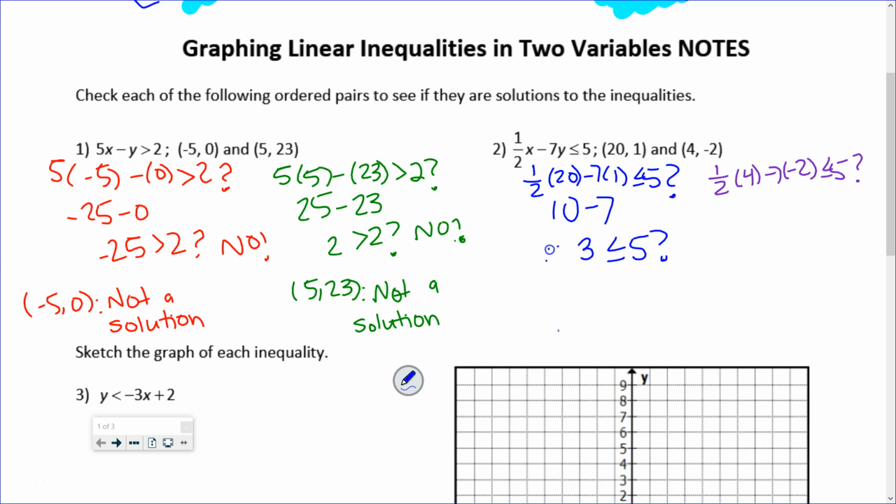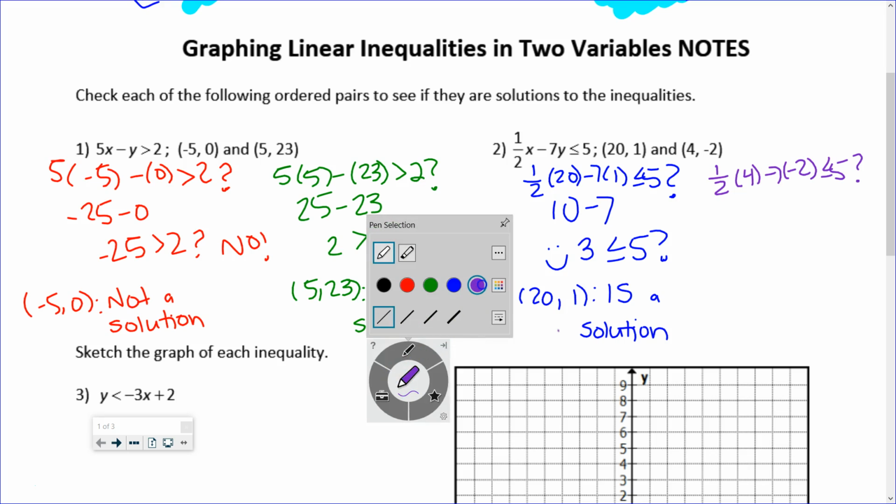I'm going to do a smiley face. Yes. Okay. So the point 21 is a solution. Yes. So we like that one. Good. All right, Micah, popcorn off to someone else for me.